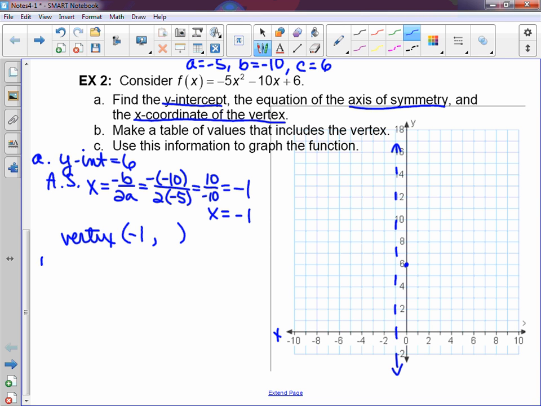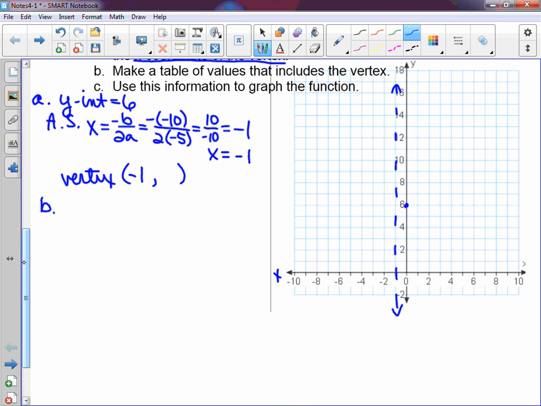Okay, so now I'm going to make a table of values. In that table of values, I'm going to put my vertex in the middle. Then I'll pick a number on either side of -1. They don't have to be exactly the same distance, but I always like to pick numbers that are. Give me a number to the left of -1. -2. Now to the right. 0. Okay.